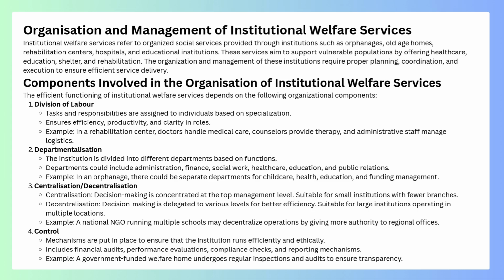Components involved in the organization of institutional welfare services. The efficient functioning of institutional welfare services depends on the following organizational components. Division of labor. Tasks and responsibilities are assigned to individuals based on specialization. Ensures efficiency, productivity, and clarity in roles. Example, in a rehabilitation center, doctors handle medical care, counselors provide therapy, and administrative staff manage logistics.